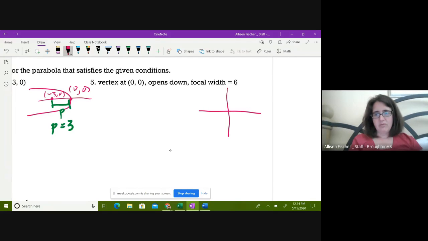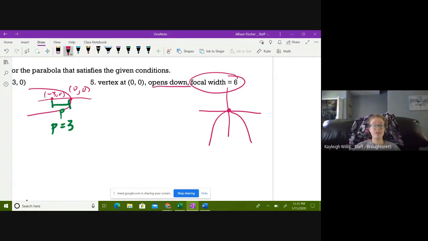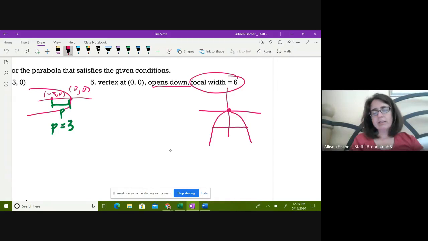Number 5: you always want to start with a picture to get an idea of what's going on and whether you want a y equals or an x equals equation. So this is starting at (0, 0). Then they tell you it's opening down. And why do you think they're telling you your focal width? Because we know that's 4p. So that gives you 4p. We know that this is 3 this way and 3 this way, but more importantly, that tells you 4p.